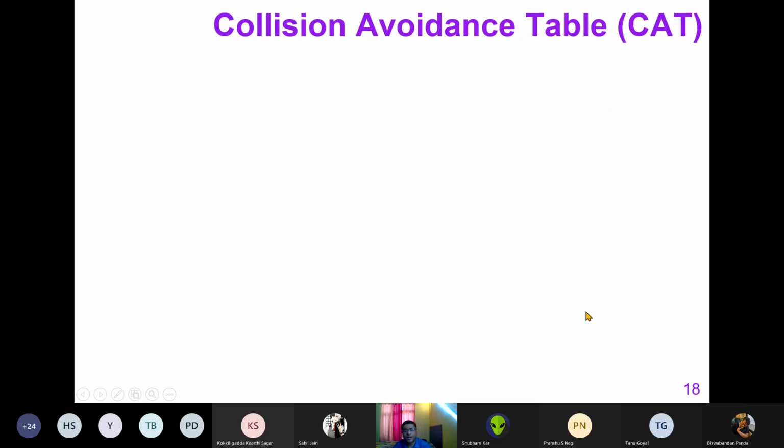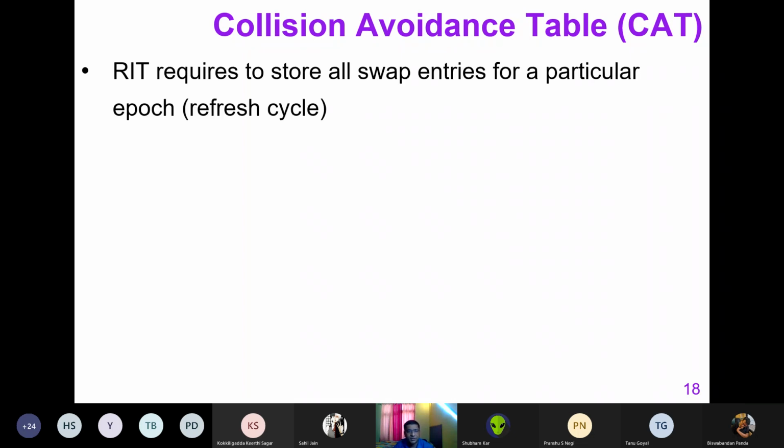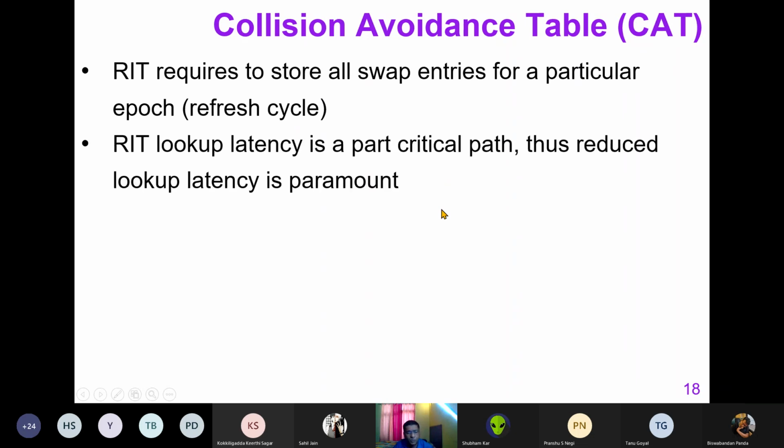Now, as we know, this RIT table will have lots of entries, because in a refresh time there will be many activations, and after the threshold interval you have to swap, and there will be multiple entries. So minimizing the lookup latency for these entries is one of the objectives. Otherwise, you may end up with a high latency path.